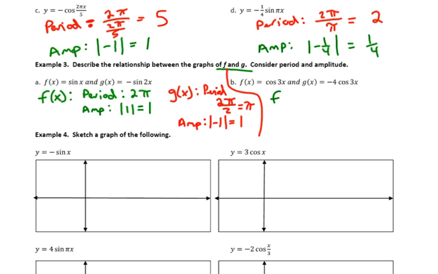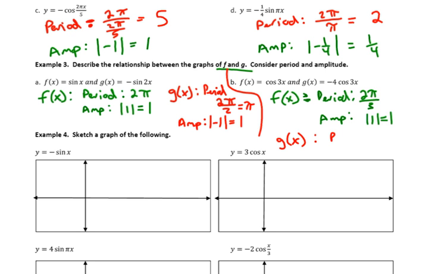F of x on this one, we want to look at the period. Period is going to be 2 pi divided by the number in front of the x, which is a 3. And the amplitude is going to be the absolute value of 1, which is just 1. So it's got the same amplitude that it's always had, but it fits in 2 pi over 3 instead of just 2 pi. So then I've got g of x here.